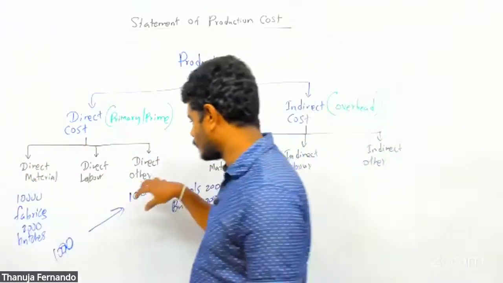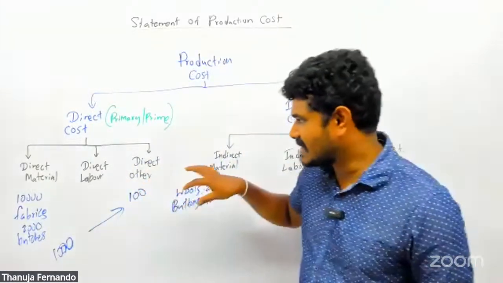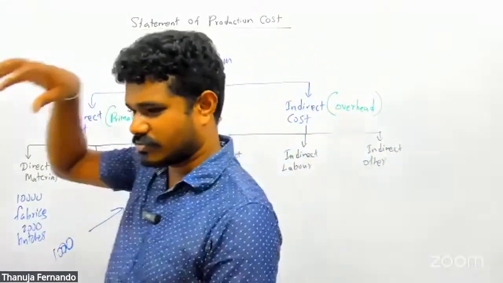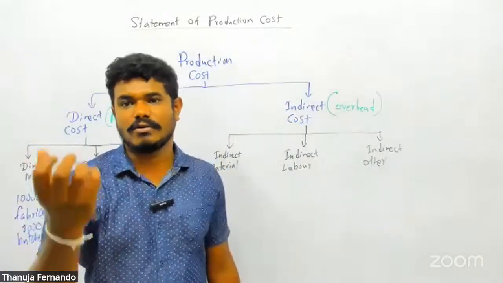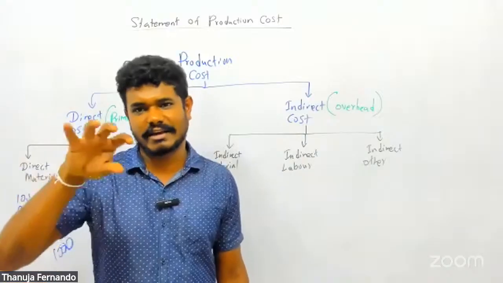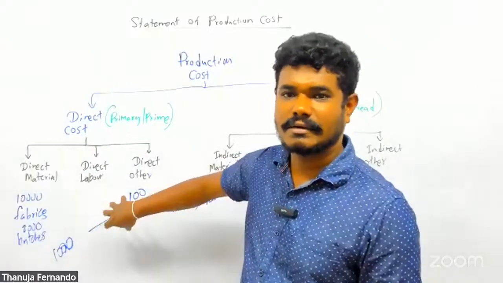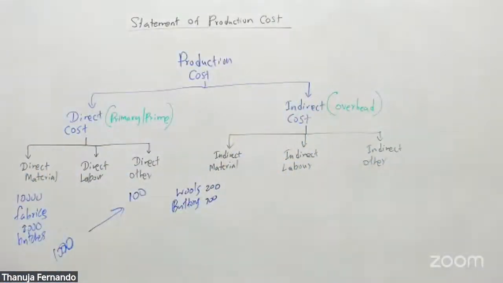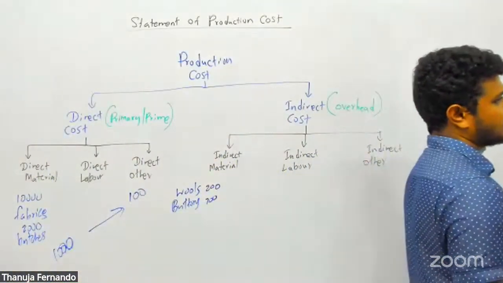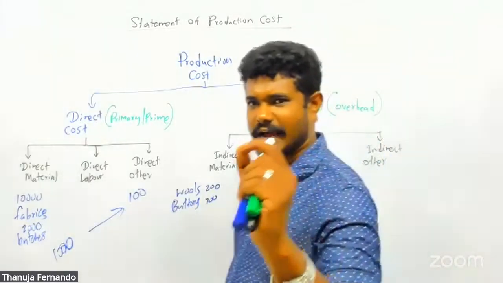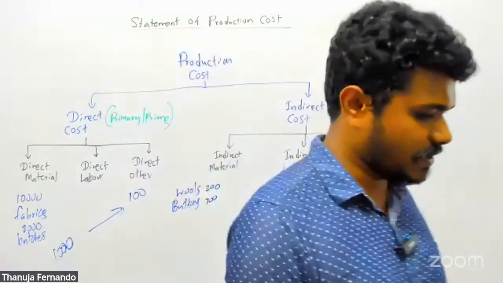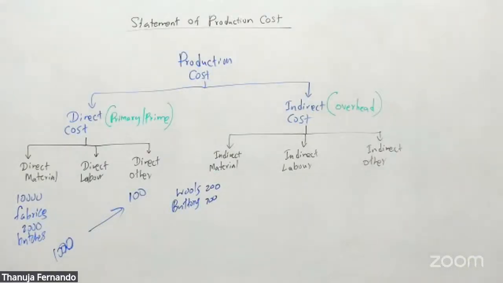Then these kinds of charges we can consider as direct other. Most of the time, owner's payments, owner's charges like royalties, we can consider as direct other. Give me some more examples for this. Direct other. Just think about it. What are the direct others like this? Tell me about the product as well as the payment. Any idea?